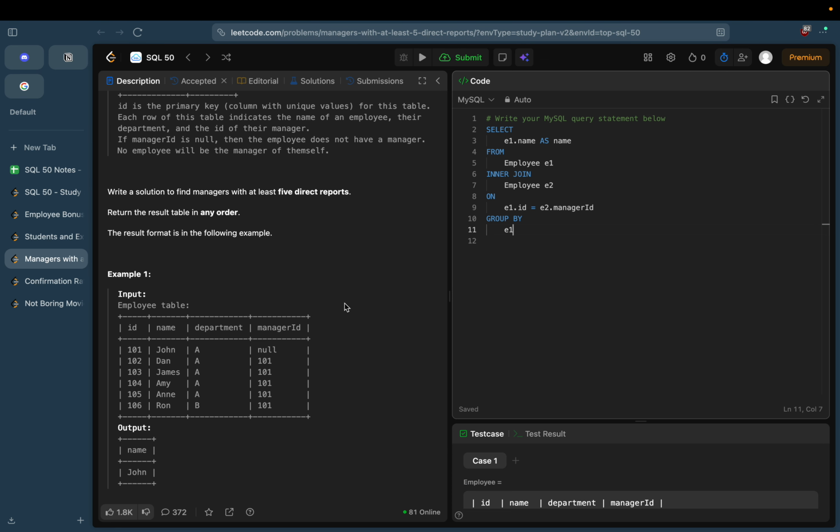So to rephrase it, I don't want John to populate again and again because John is also matching with Dan, James, Amy, and Ron. This is the condition that we'll write down at the very end, using a having clause over there. But more importantly, we don't want John to repeat again and again, so we want to group them by E1.id. I'll get back to it once we complete it.